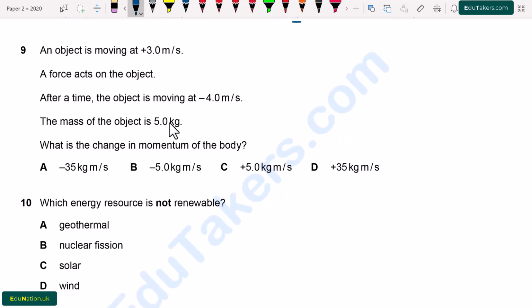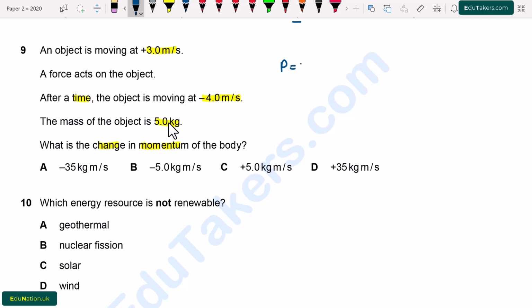Question number 9. An object is moving at plus 3.0 meter per second. A force acts on the object. After a time, the object is moving at minus 4.0 meter per second. The mass of the object is 5.0 kilogram. What is the change in momentum of the object? So here we have to find out the change in momentum.